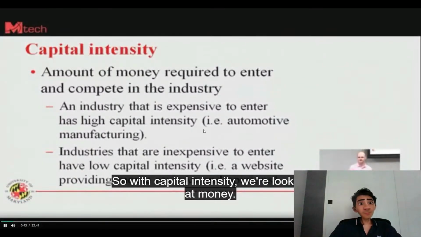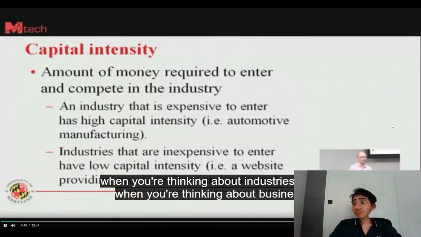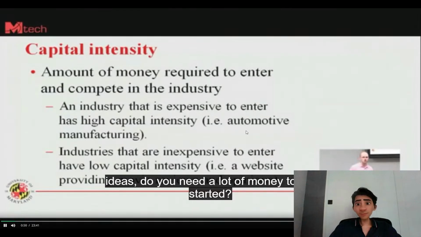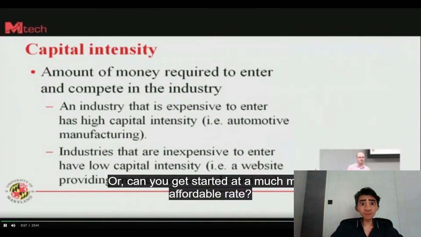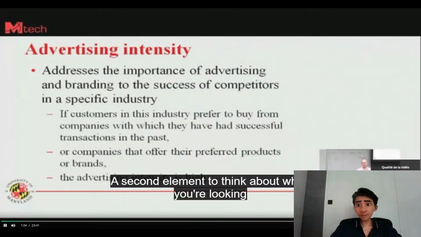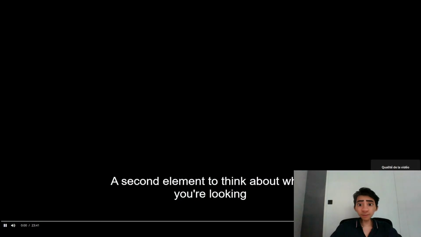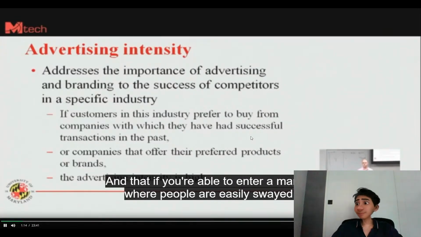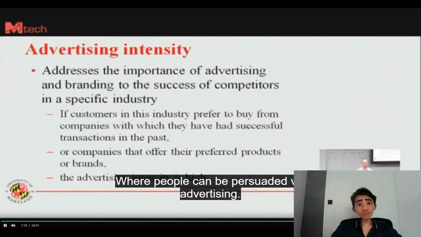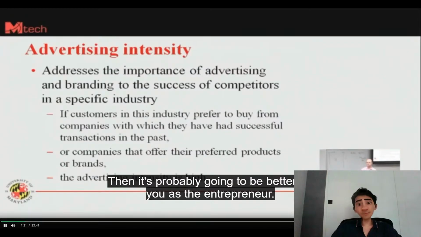So with capital intensity, we're looking at money. We're looking at when you're thinking about industries and when you're thinking about business ideas, do you need a lot of money to get started? Or can you get started at a much more affordable rate? A second element to think about when you're looking at this element of structure is the advertising intensity. If you're able to enter a market where people are easily swayed, where people can be persuaded via advertising, then it's probably going to be better for you as the entrepreneur.